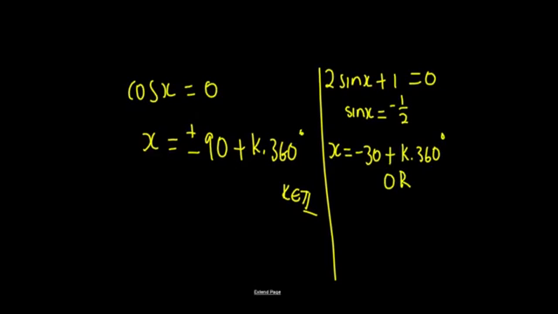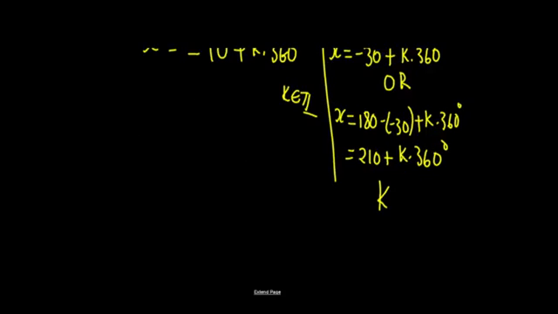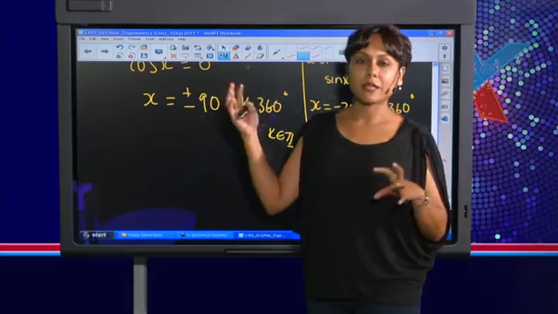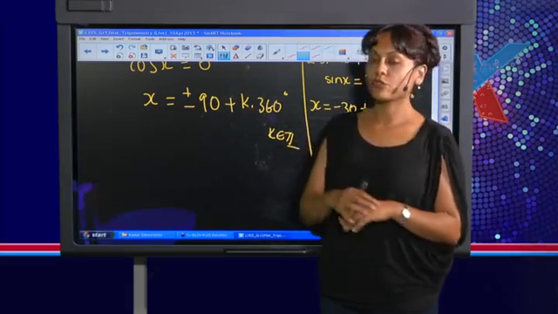Or for sine, remember it's your reference angle plus k times 360, or it's 180 minus that, so 180 minus 30 plus k times 360. And here you get 210 plus k times 360 degrees, where k is an element of integers. It makes more sense, as you see, when you're working with real numbers, that method makes a lot of sense, and it's very, very quick. So this would be your general solutions to this question.